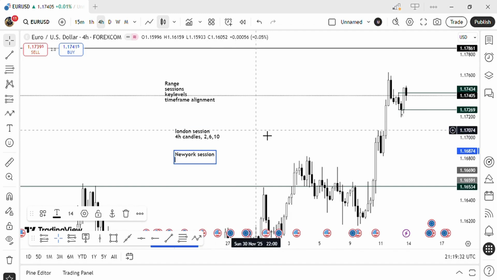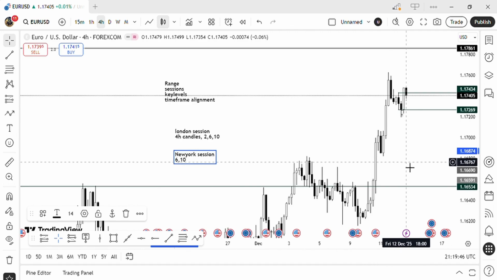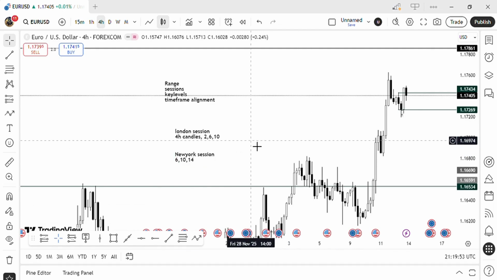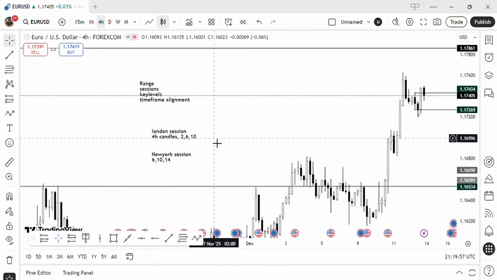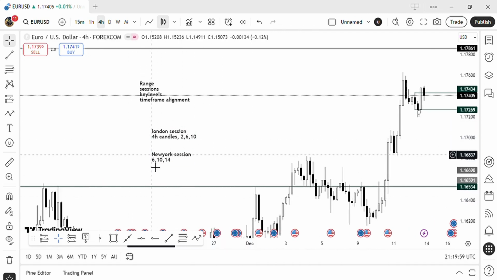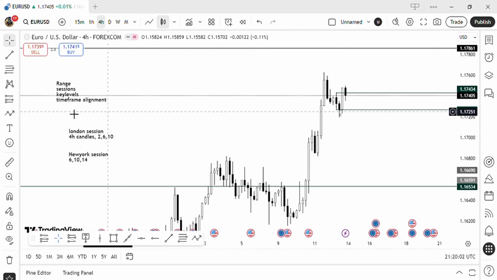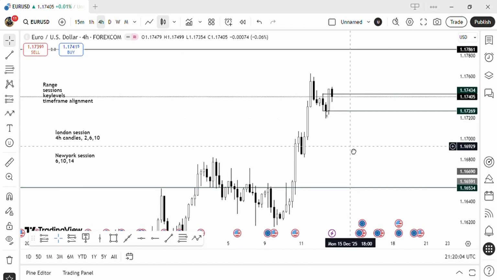Now for your New York session, watch out for your 6, your 10, I think your 14, right? I think your 14. Okay, so these are the candles you need to watch out for if you'll be trading the CRT model during the London session or during the New York session. Alright, so with all this being in place, let's check it out.